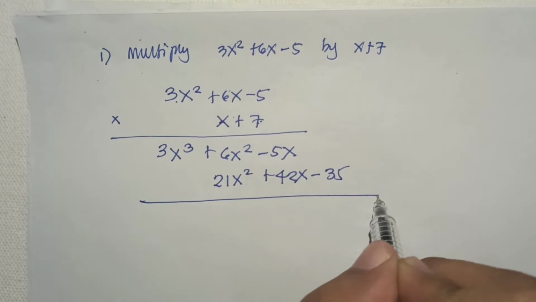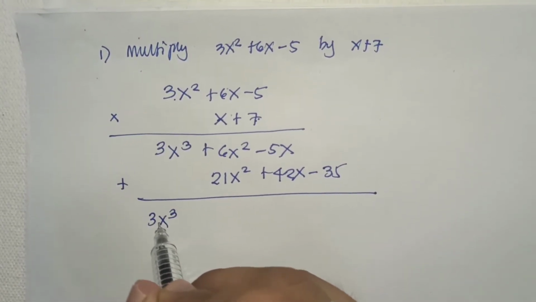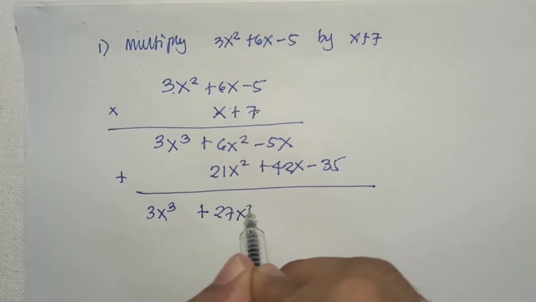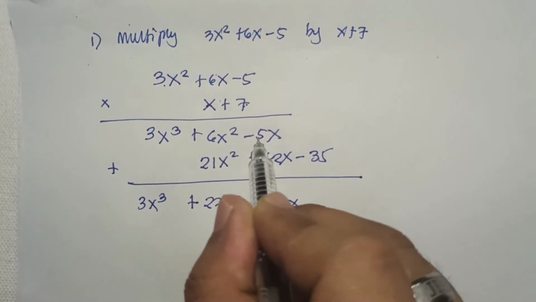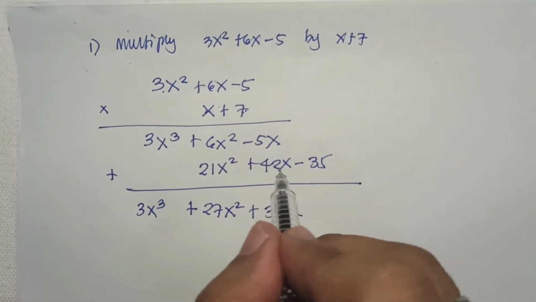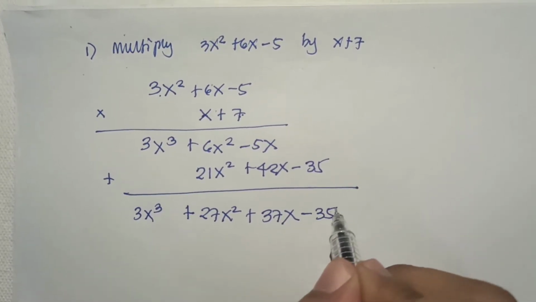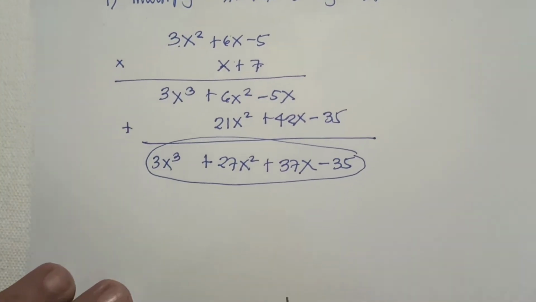So you're going to add. Adding this part, you have 3x cubed plus 27x squared plus 37x, because negative 5x plus 42x is 37x, minus 35. So that is the result of this multiplication.